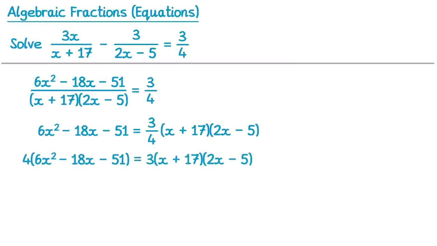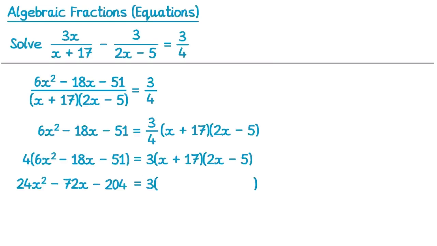Now we've got lots of expanding to do. So on the left-hand side, we need to multiply by 4. So we've got 4 lots of 6x squared, that's 24x squared. 4 lots of negative 18x, that's negative 72x. And 4 lots of negative 51 is negative 204. Then on the right hand side, we're going to write a 3 and then a big bracket. Then expand out the double bracket and write the terms inside this big bracket.